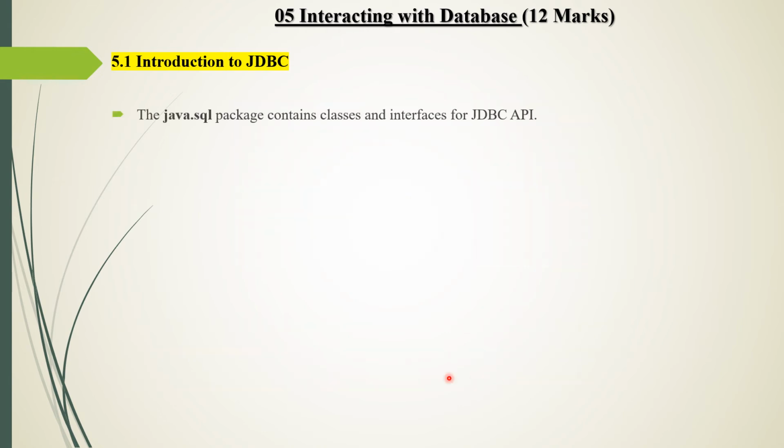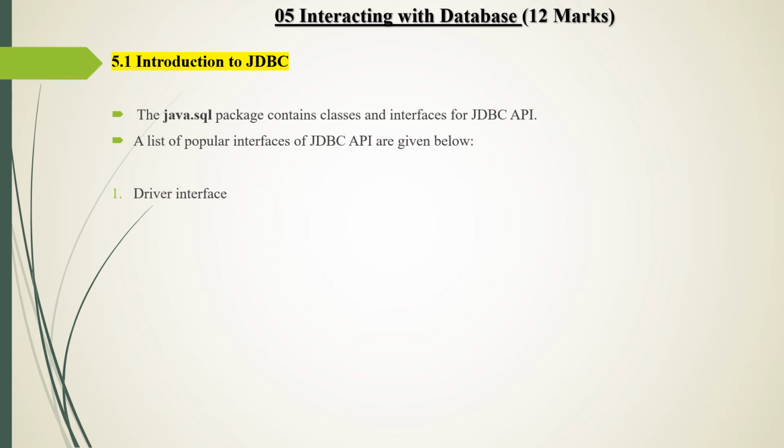Next, the java.sql package contains the classes and interfaces for the JDBC API. So in this fifth chapter, we see this new package java.sql. Okay, a list of popular interfaces of JDBC API is given below. So the interfaces and classes that we will see. So some interfaces are listed below.